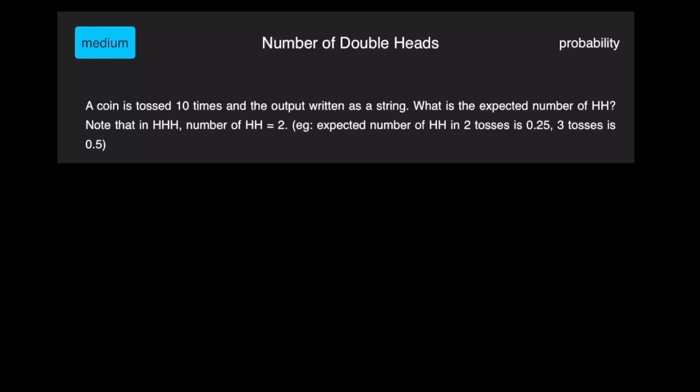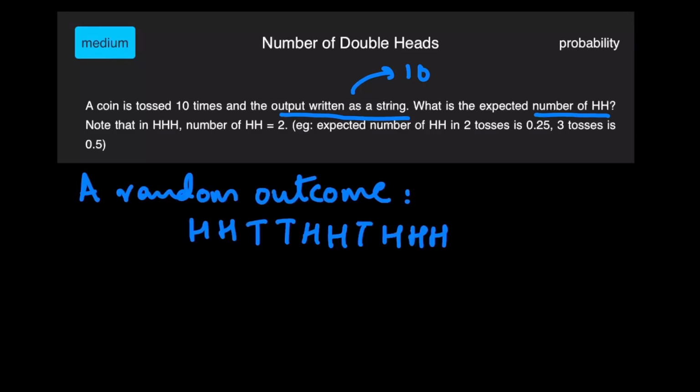So we've been given this coin and we can toss it 10 times. And the output is then going to be basically a string of size 10, right? And what we've been asked is the expected number of double heads that come in that string. So just to take an example, it will look something like this. Over here we toss the coin 10 times, and these are the outcomes that we got.